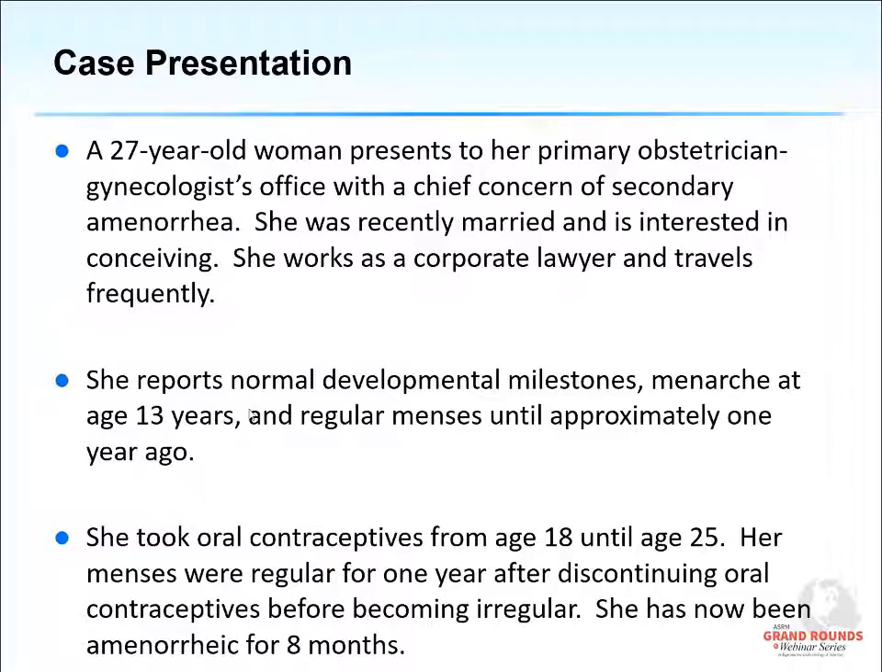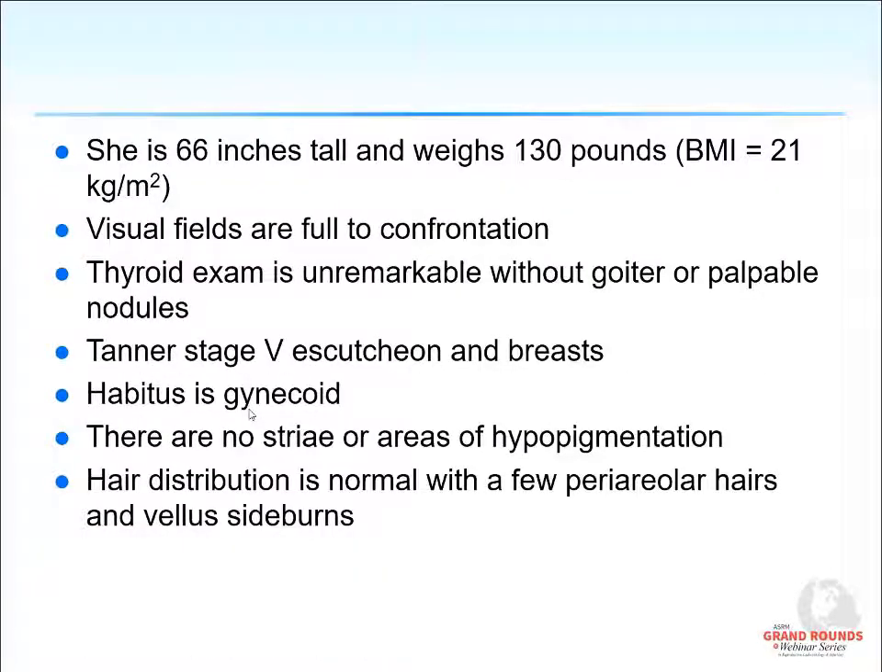So let's review the case. This is the 27-year-old woman who presents with amenorrhea. She's recently married and wants to conceive. She's a corporate lawyer and travels frequently. She reports normal developmental milestones, menarche at age 13, regular menses until 1 year ago, and she took oral contraceptives from 18 to 25. So we really don't know what her menstrual cyclicity pattern was, and she's now been amenorrheic for 8 months. And her BMI is 21.